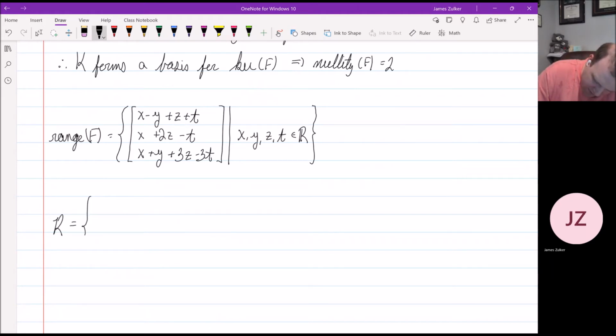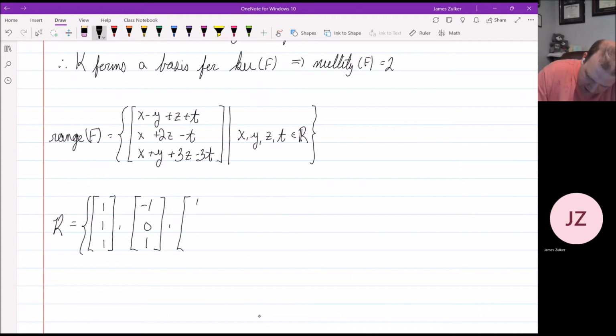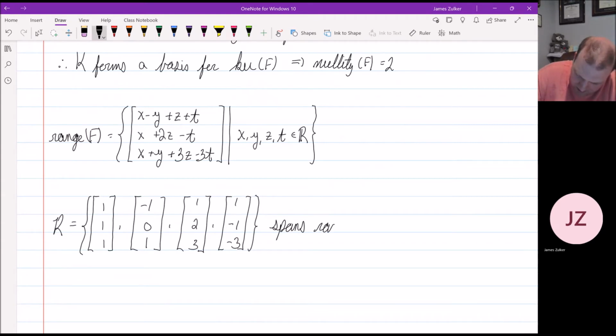So we have a set of 3 vectors. What we're going to do is set up vectors of coefficients of each of the variables. So we did X, here's Y, coefficients of Z, and then finally, coefficients of T. So again, this clearly spans our range.